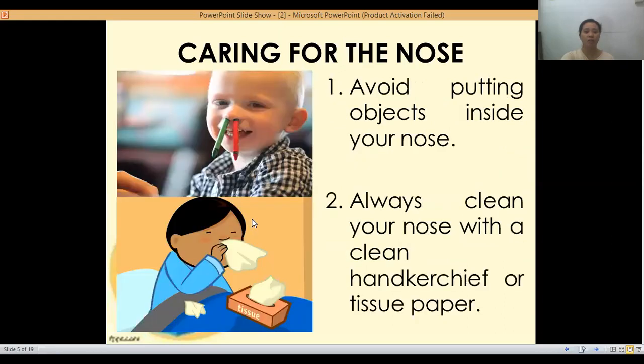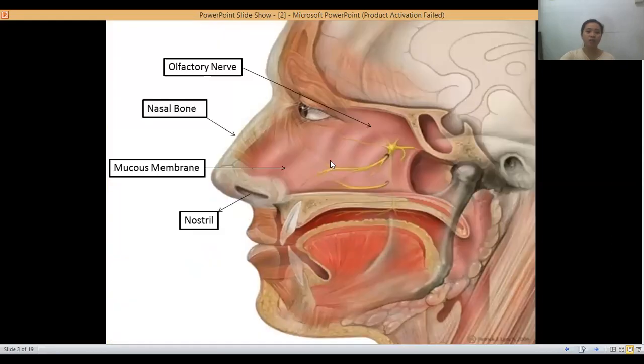Now let's go back to our parts. So this one is your nasal bone. It divides into two openings, the two holes there. And this opening is called a nostril. Here's a nostril where the air passes through. And you can see here some hair that traps the solid particles.